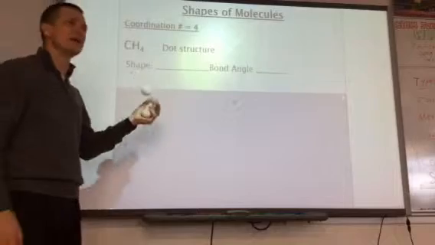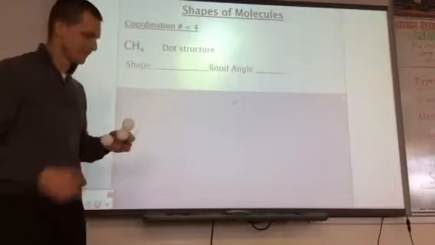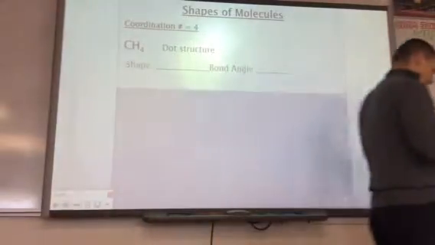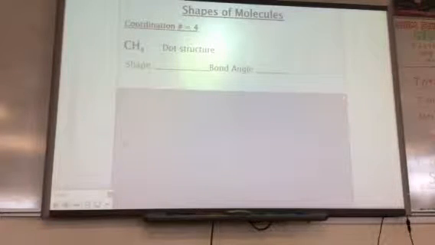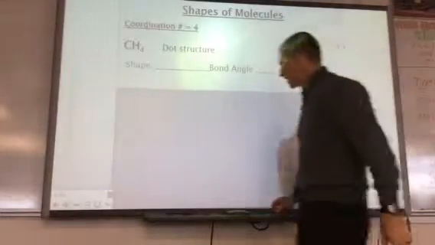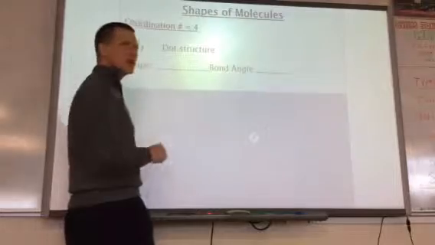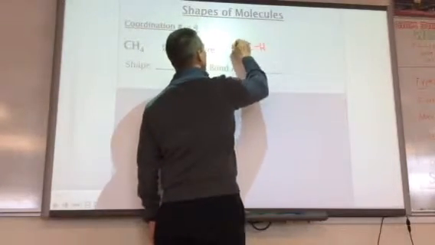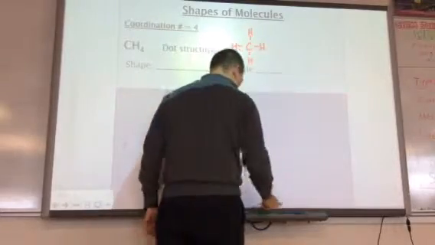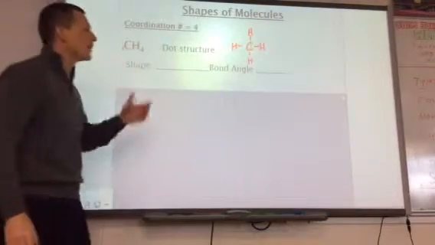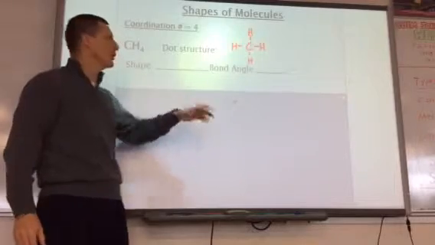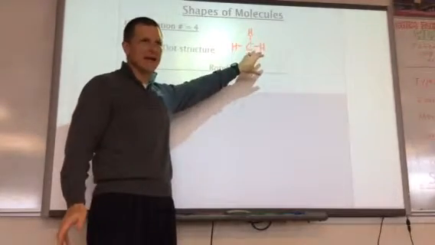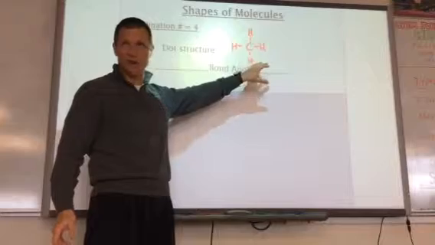We move now to the next coordination number of 4. So I'm going to put these back. The first example of a coordination number of 4 is methane, CH4. Methane, if you're ever asked what is the bond angle in the methane molecule, don't just do the dot structure and assume that it's 90 degrees. It's not. 90 degrees is wrong.